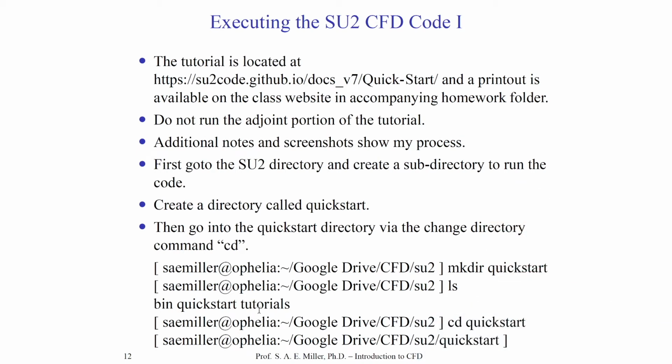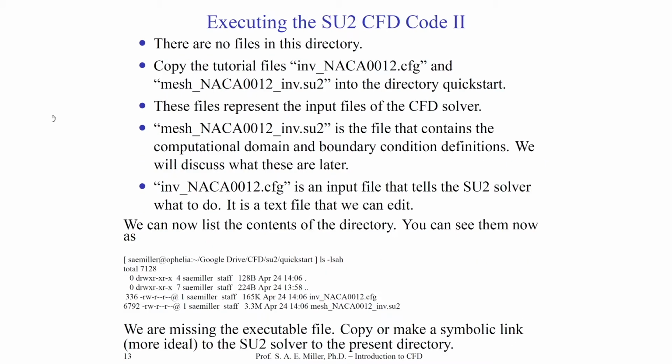Great. Now, I would like to move into the directory Quick Start. Change directory is CD. I type in CD Quick Start. You'll see that my command line now says Google Drive CFD SU2 / Quick Start. What I've done is I was in the SU2 folder, I created a directory, I confirmed that it exists, and I moved into it. And so now I'm operating my terminal in the Quick Start directory. Now you'll see there are no files in this directory because I just created it. So I could type in ls, and of course it would return nothing because there are no files.